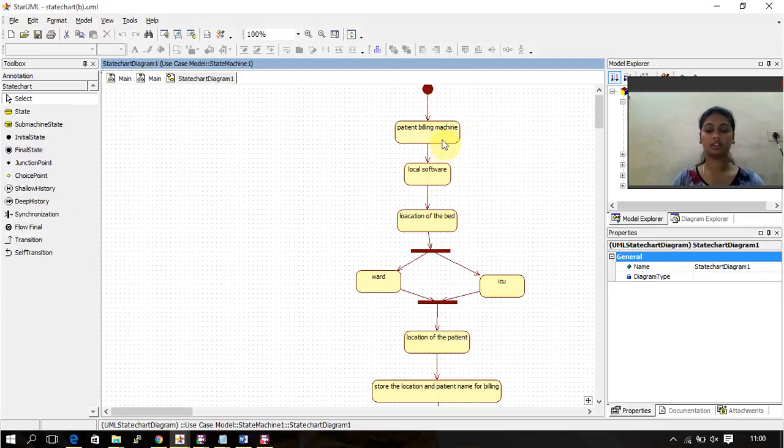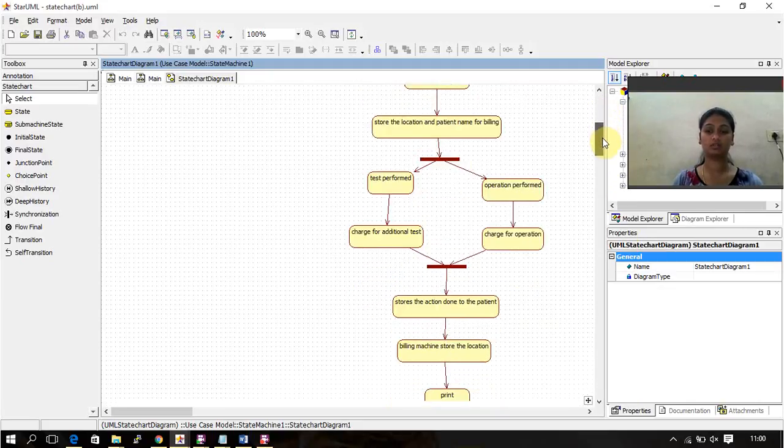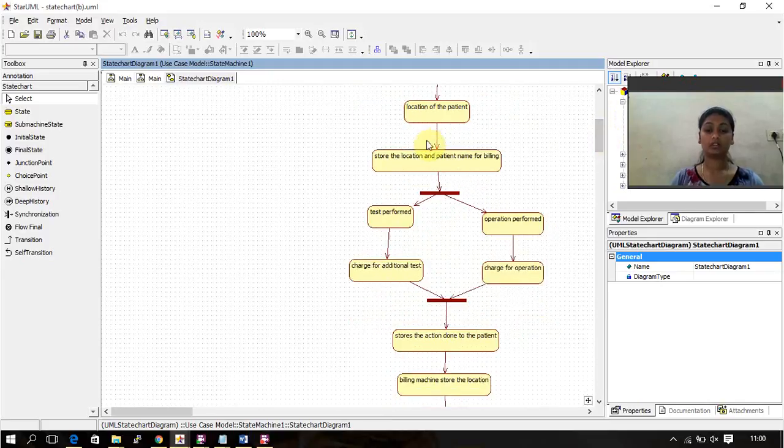Patient billing machine is given as one state, and next, local software is given, and the third state is given as location of the bed. Synchronization is done here as bed as ward or ICU, and this is synchronized with the location of the patient. Then the location of the patient or name for the billing is stored.